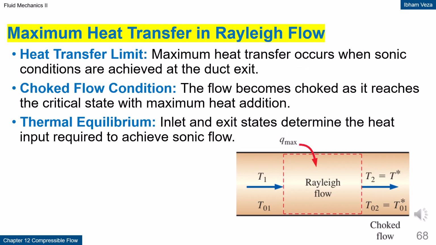Maximum heat transfer in Rayleigh flow. There is a maximum amount of heat that can be added to the flow. This limit is reached when the flow becomes sonic at the duct exit. At this condition, the flow is said to be choked by heating. Further heat addition is not possible without changing the inlet conditions. This concept is very important in combustor design.